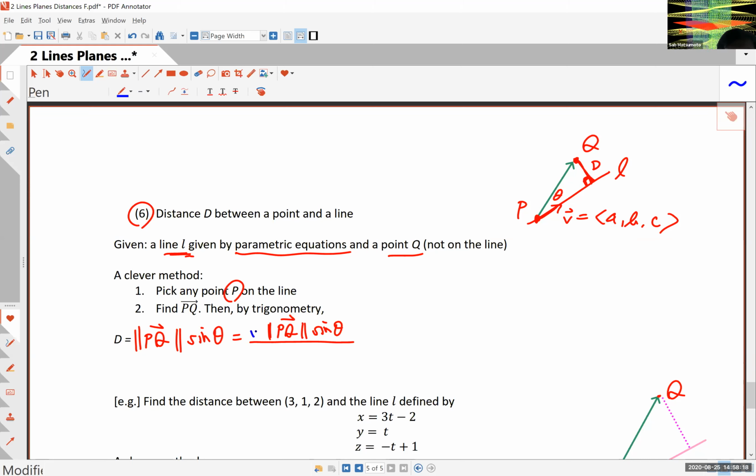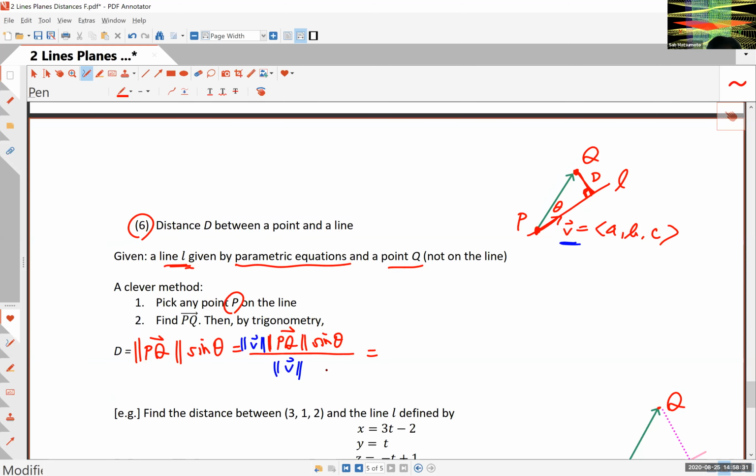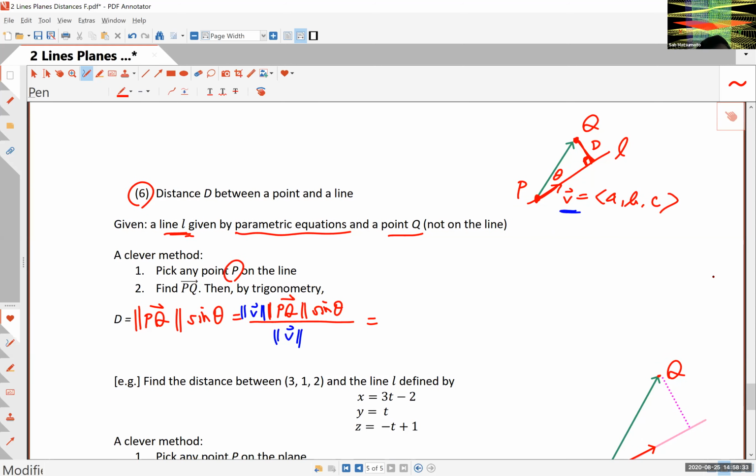In this case, I can multiply both the top and the bottom by the norm of V, okay? Because that's the other vector we have. And so when that happens, the top becomes, miraculously, what is that? Norm of the first vector times the norm of the second vector times the sine of the angle between them. That is the cross product.